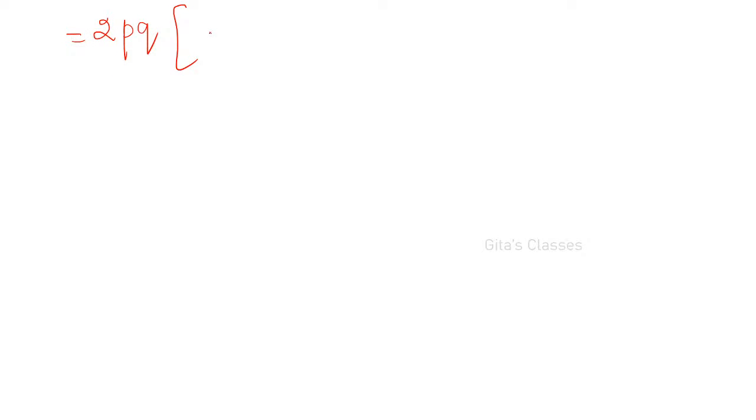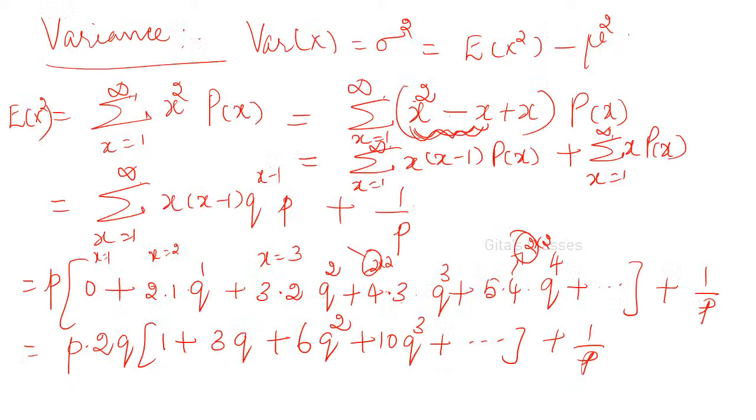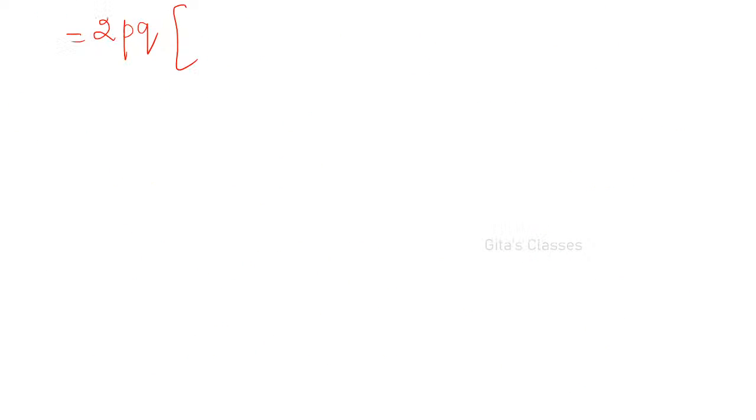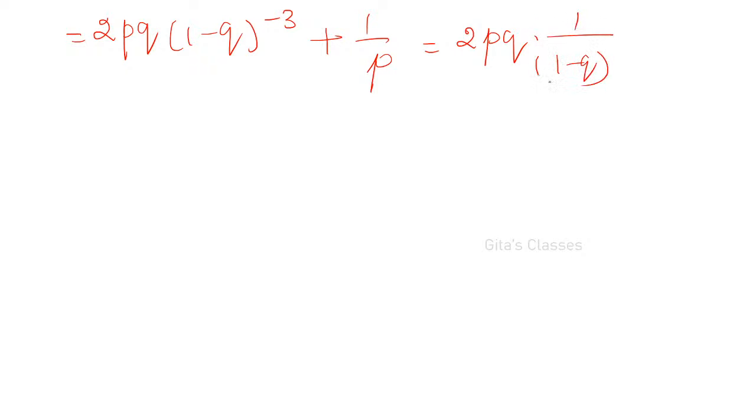2pq into, what is this one? Anyone remembers this formula? 1 minus q the whole power minus 3. This is 1 minus q the whole power minus 3 plus 1 by p. Okay. So this is equal to 2pq into, what is 1 minus q the whole power minus 3? I can write it as 1 minus q the whole power 3 in the denominator plus 1 by p.